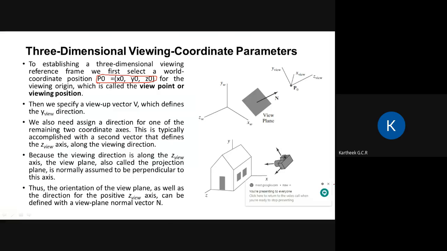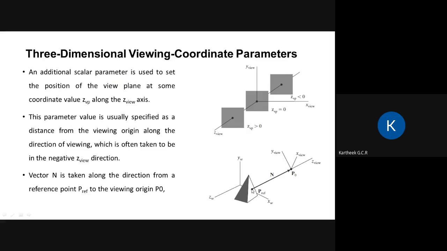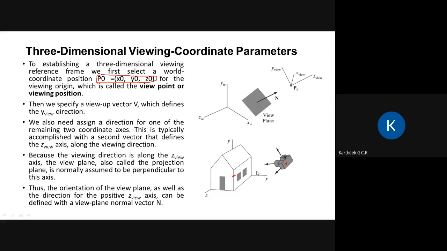At position means it is not always necessary that this camera is looking at the origin. You might have to look at something else in the world coordinates, some other position. At position is where the camera is looking at, the position where the camera is directing.